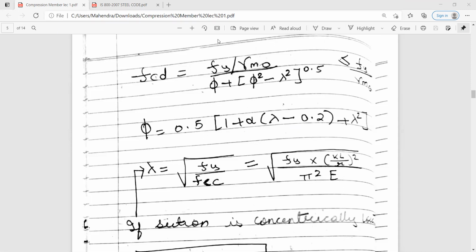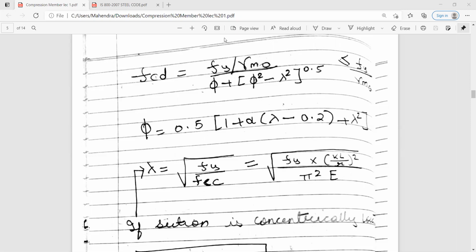And here, to calculate phi, again you have a formula, that is 0.5 into 1 plus alpha in bracket lambda minus 0.2 plus lambda square. Again, to calculate lambda, if the section is concentrically loaded, to calculate the slenderness ratio you have the formula that is under root of Fy upon FCC, or you can take this formula also, that is Fy into KL upon R square upon pi square E. Again here there is E, that is modulus of elasticity.